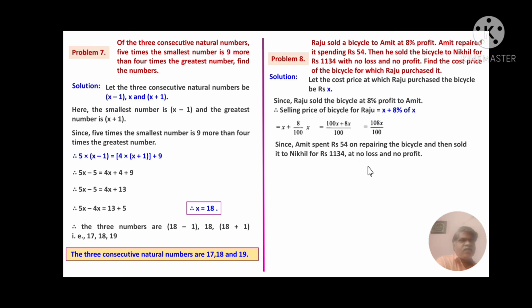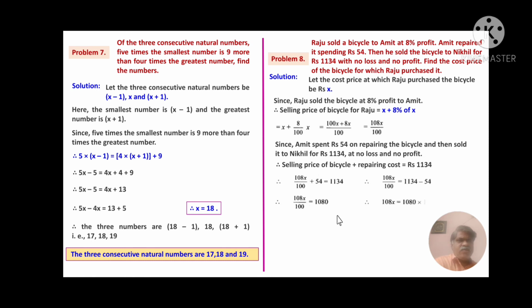Since Amit spent rupees 54 on repairing the bicycle and then sold it to Nikhil for rupees 1134 at no loss and no profit, the selling price of the bicycle plus repairing cost is equal to rupees 1134. So it is given 108 upon 100 into x plus 54 is equal to 1134. Therefore you can write 108 upon 100x is equal to 1134 minus 54. So that will be 108 upon 100x is equal to 1080.